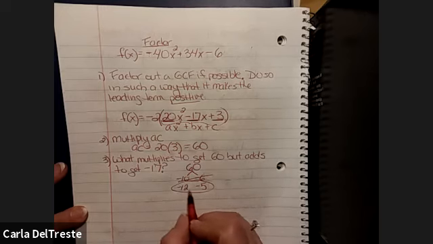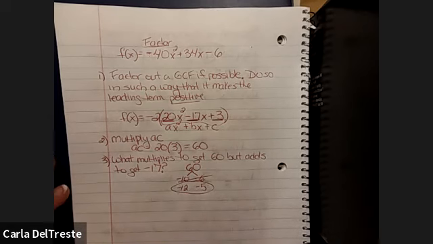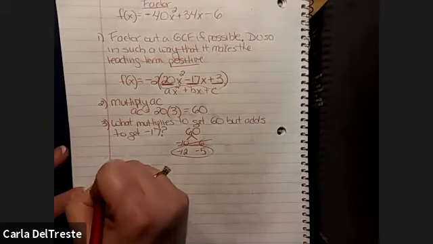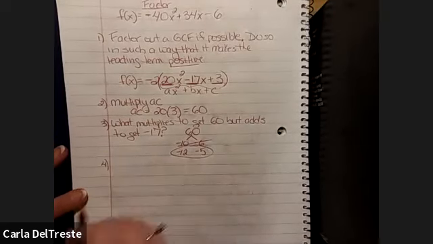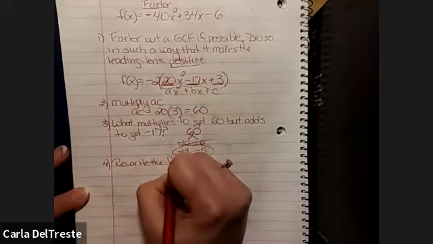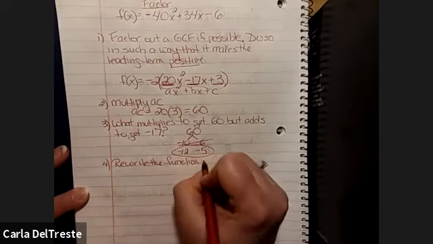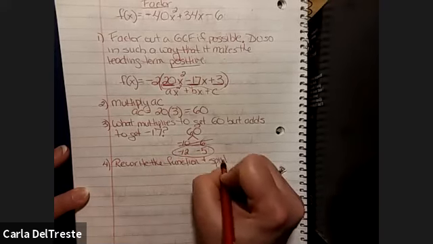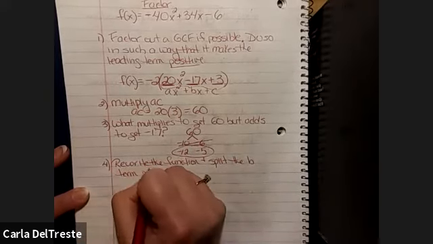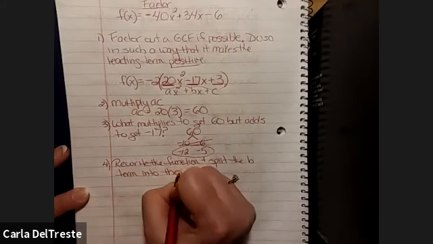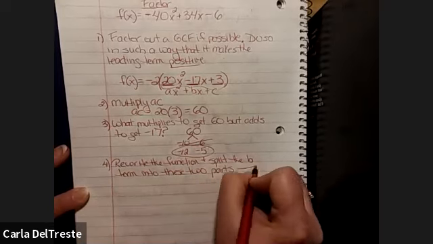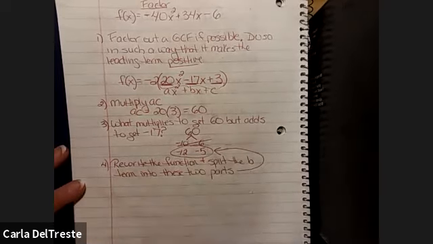So now I know what the two middle terms are going to be. I want to split the B up, okay? So now let's write out what step 4 would be, okay? Rewrite the function and split the B term into these two parts. Okay, and we're talking about the negative 12 and the negative 5.